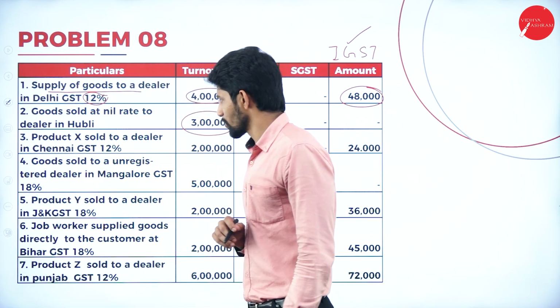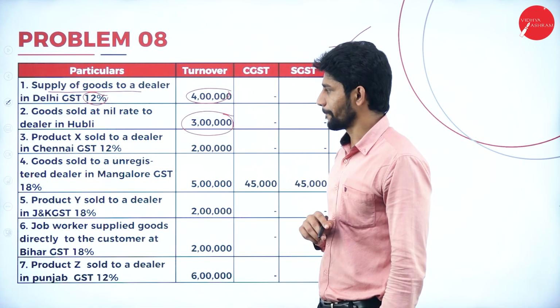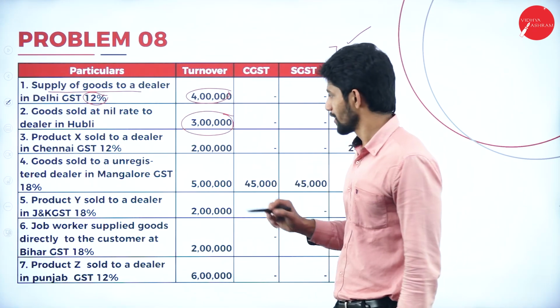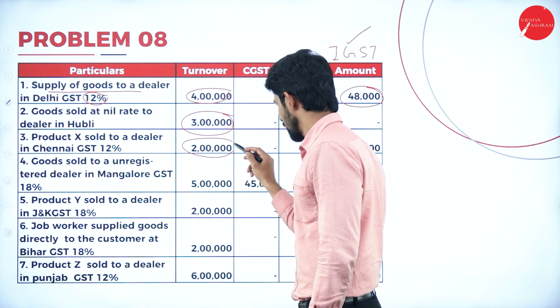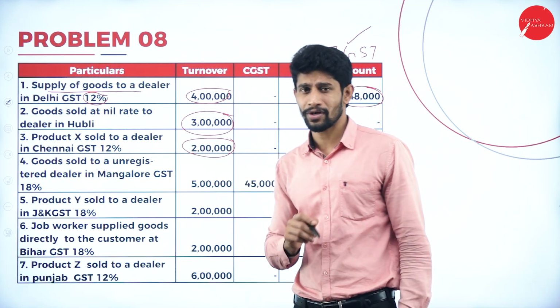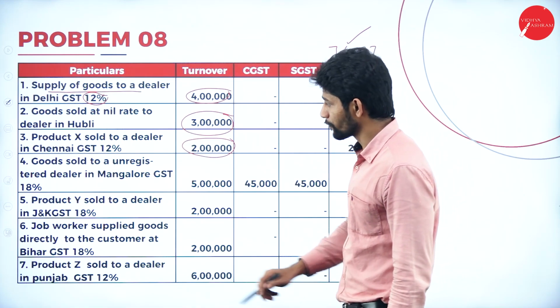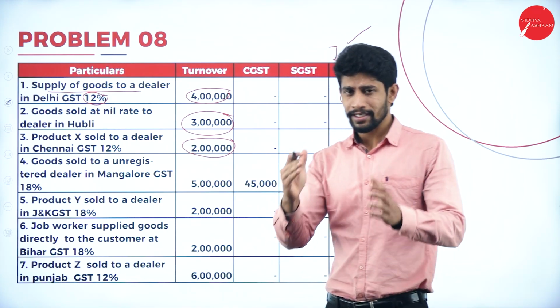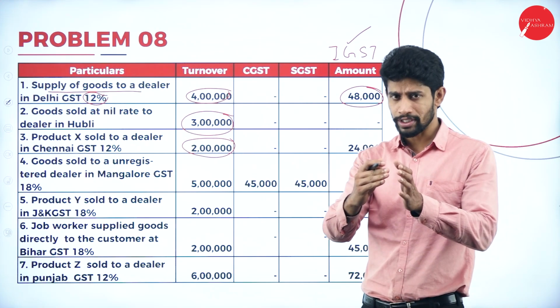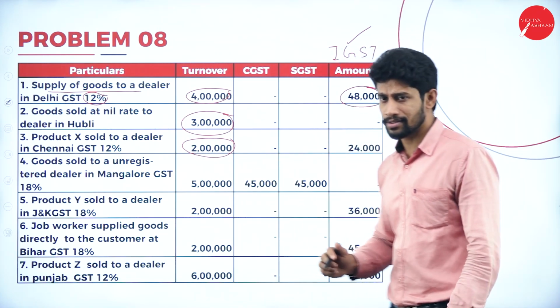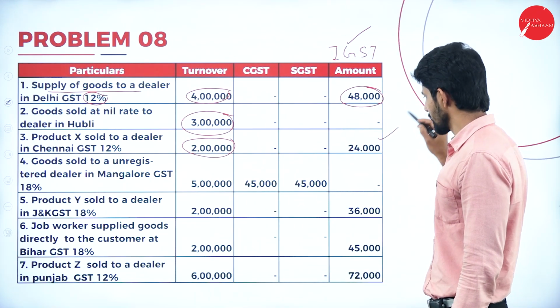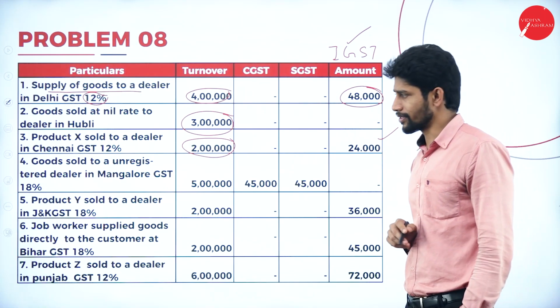Next, product X sold to dealer in Chennai, GST at 12%. Yes, we will be considering the value in turnover column, rupees 2 lakh, because it is a sales. And what is the rate of GST? 12%. The transaction is happening between two states, Karnataka and Chennai. Which tax is applicable? Yes, IGST is applicable, 24,000.